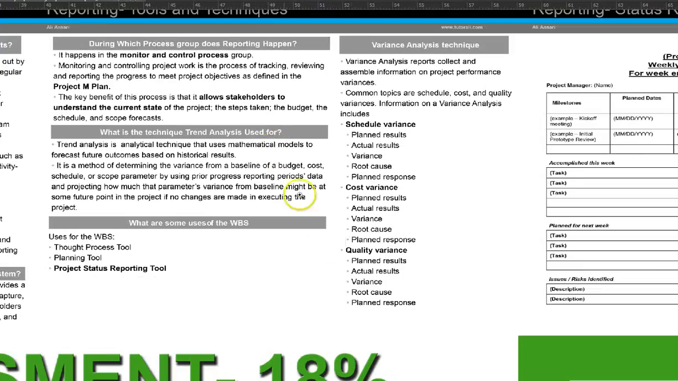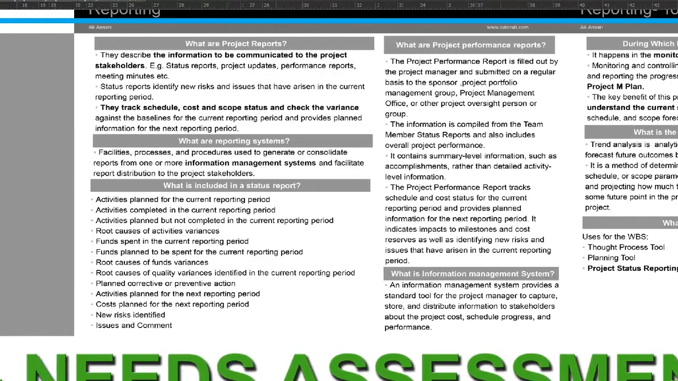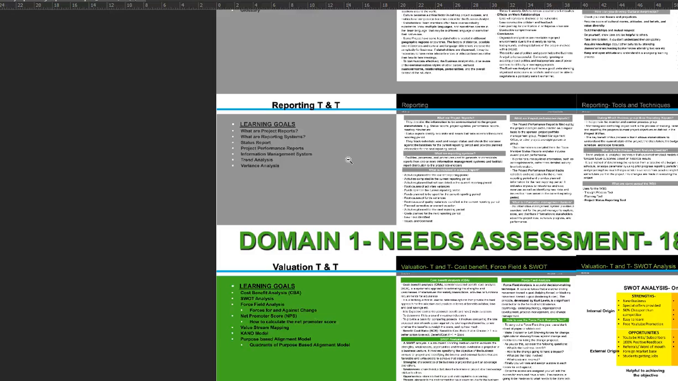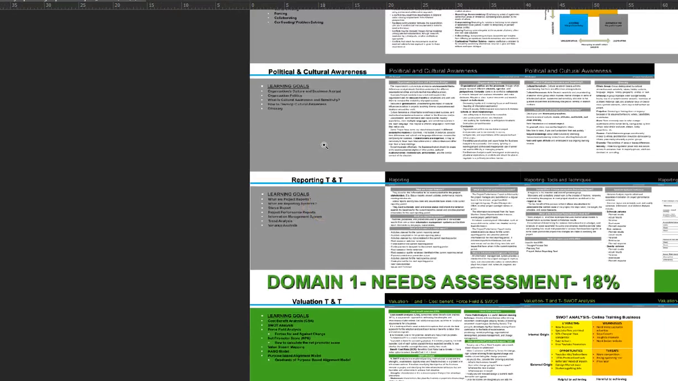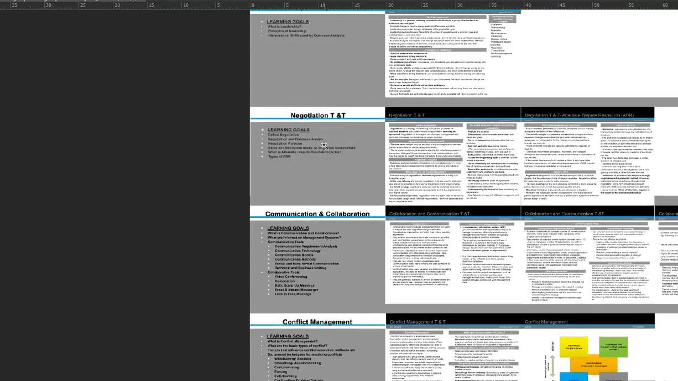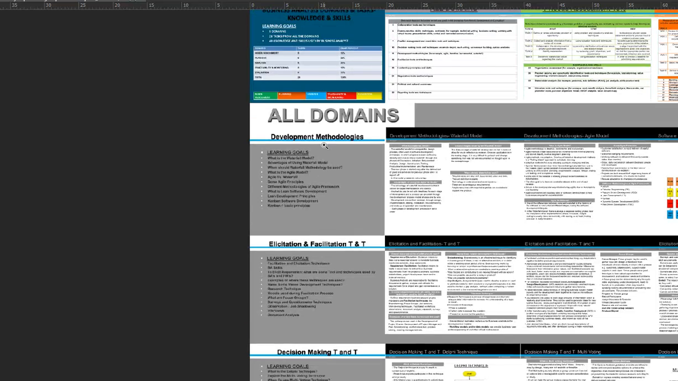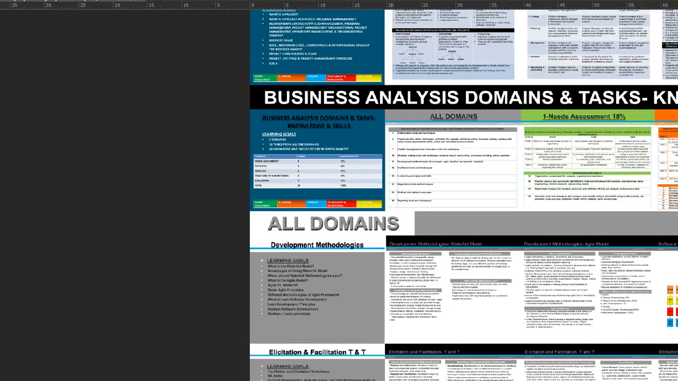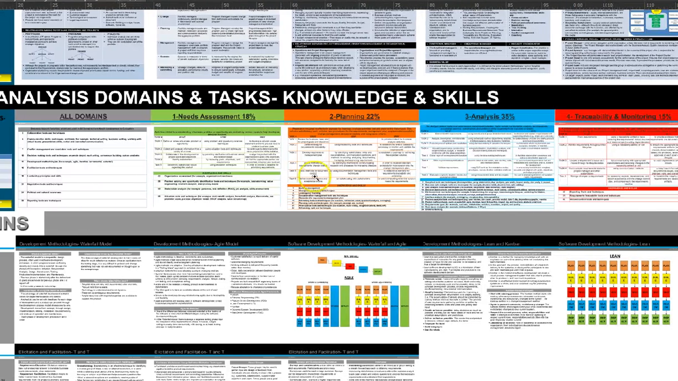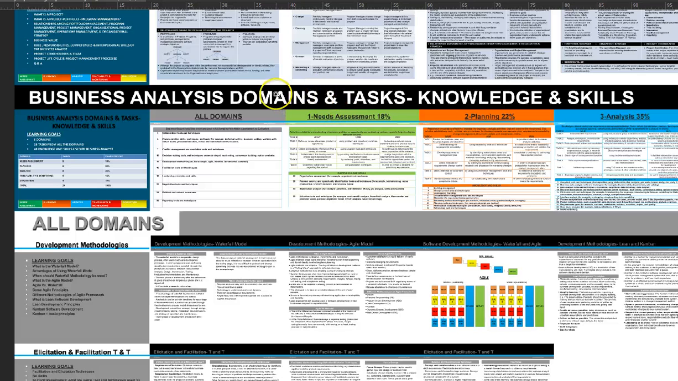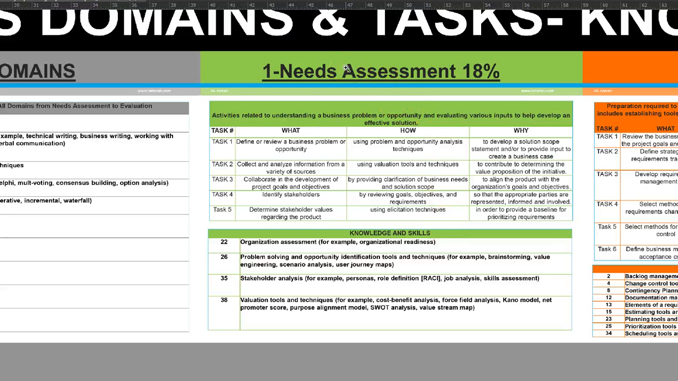So this finishes this domain, where we covered the topics that apply throughout the project. So it doesn't belong to just one domain. All these topics that we covered basically belong to all the domains that the business analyst works with. And all domains, as I said before, include needs assessment, planning, analysis, traceability, and monitoring and evaluation. So the next domain that we are going to cover is needs assessment.